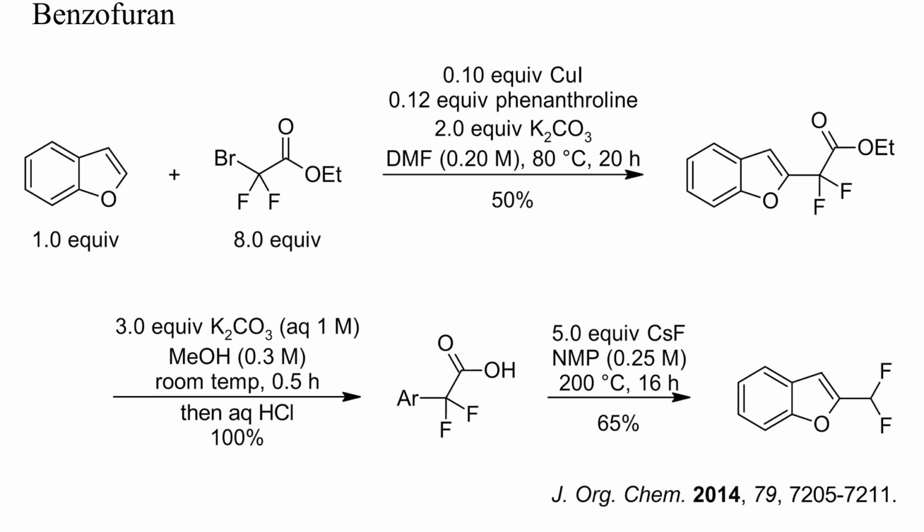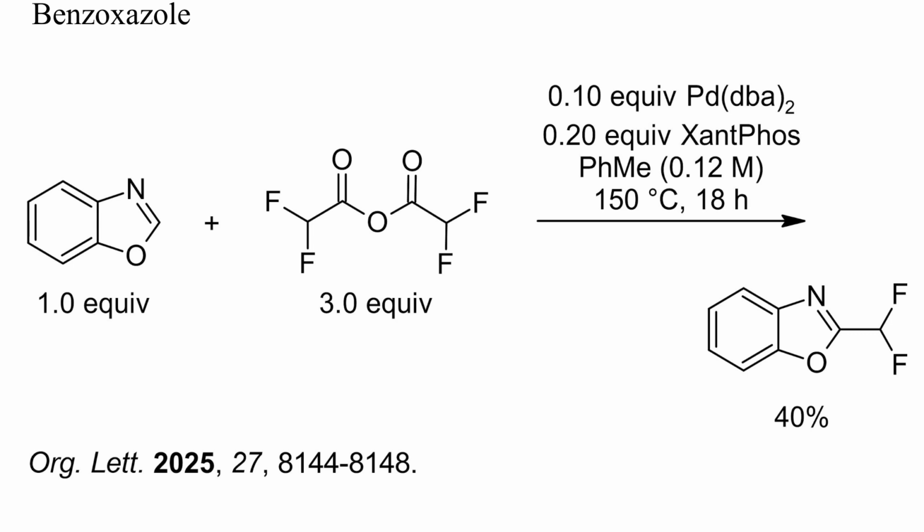In this example, first a difluoroacetic ester was prepared by copper-catalyzed fluoroalkylation and then saponified and decarboxylated to a difluoromethylbenzofuran. As discussed above, fluorinated carboxylic acids do not decarboxylate readily, and in this instance, heating to 200 degrees Celsius for 16 hours was required. Direct difluoromethylations can sometimes be achieved by heating arenes with difluoroacetic anhydride and a palladium catalyst. In this example, the yield of difluoromethyl-benzoxazole was low, however, and yields were lower still with benzothiazoles or imidazoles.